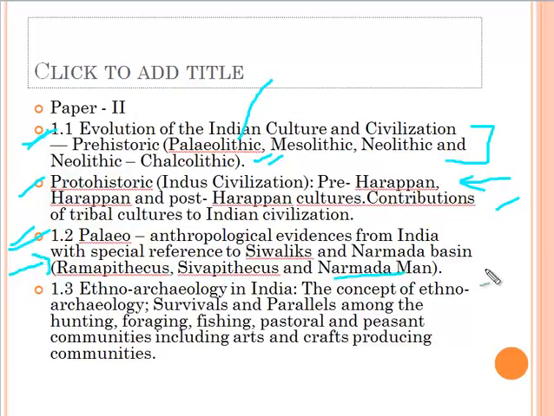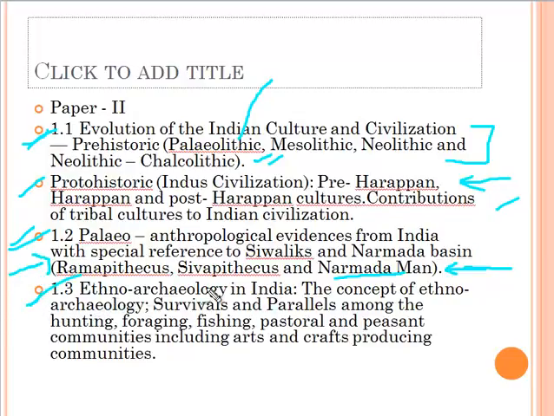And for Narmada Man, you study which person found it, what his findings were, and what theory he gave regarding Narmada Man. Narmada Man was found in the Narmada Basin, and you study how Narmada Man is different from other findings like Neanderthal or Homo erectus javanicus, and all those things. So that you will study here. The definitions are fixed for Narmada Man, and its context is also fixed, so you have to just mug it up.